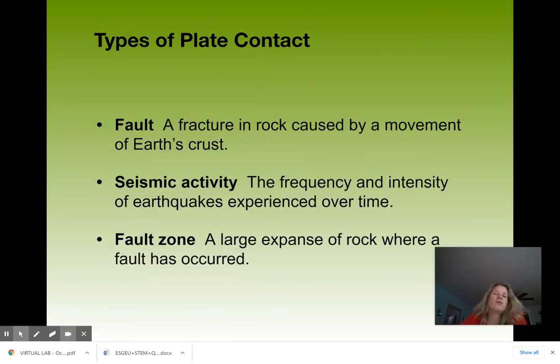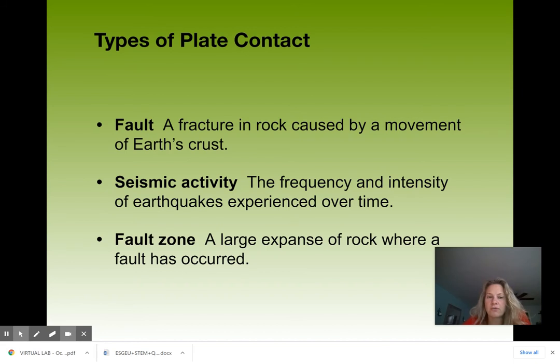All right, so a couple other terms here. Fault is where you've got a break in the crust. And so that is usually where we find an earthquake. And then seismic activity is just the earthquake activity. So when the ground rumbles, that would be our seismic activity. And then a fault zone is just an area where we have lots of faults.